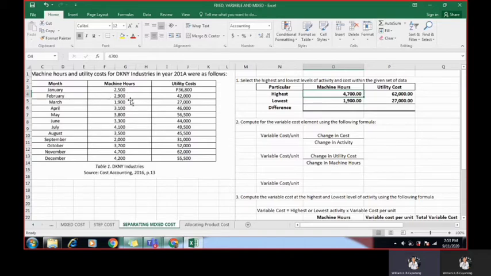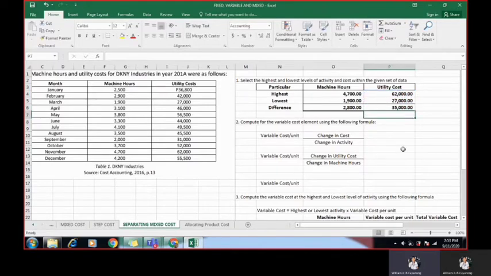Okay? So, what is the corresponding utility cost of 4,700 machine hours? So, in November, meron siyang 62,000. Itong 1,900 is during March, and the utility cost here is 27,000. Now, so get the difference of both machine hours and utility costs. Again, equal sign, okay, for the formula. 4,700 minus 1,900. Okay, that's 2,800. For here, 62,000 minus 27,000. So the difference will be 35,000. So we already get the step number 1.